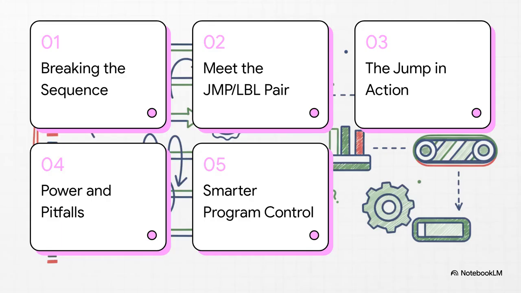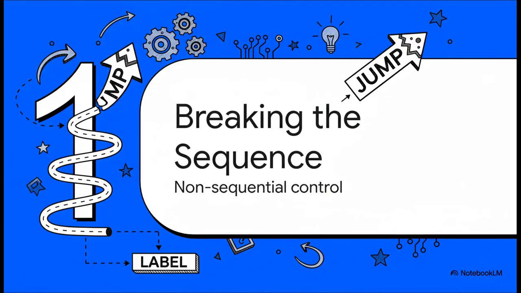All right, so here's our game plan. We're going to start by talking about what it even means to break that normal sequence. Then we'll get properly introduced to the JMP and LBL pair and see how they work in the real world. From there, we'll dig into the good, the bad, and the ugly, the power and the pitfalls. And finally, we'll wrap up by looking at some smarter, more modern ways to get the job done.